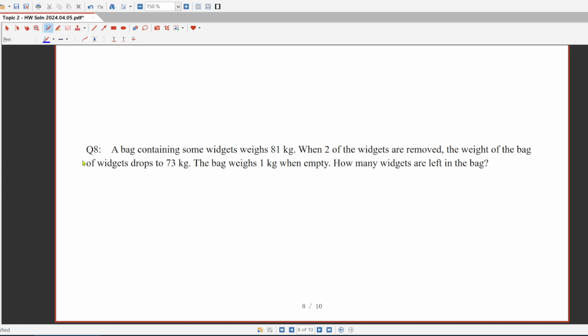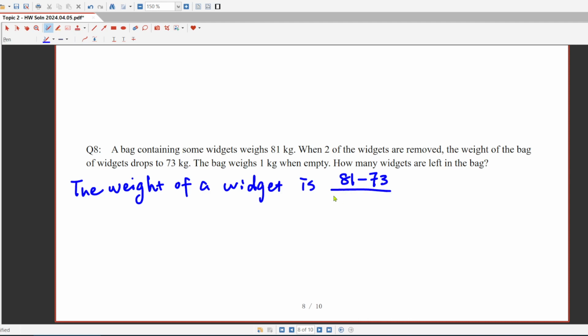Okay, so according to the given information, we can easily find the weight of a wedge, right? Because the weight of a wedge is simply 81 minus 73 over 2, right? The difference of the two weights is actually 2 wedges, right? You see that? Therefore, we know the weight of a wedge is 81 minus 73 over 2, which is 8 over 2, which is actually 4. Of course, the unit is kilograms, right?